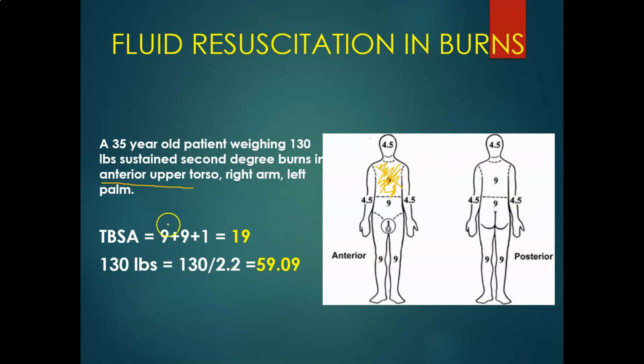Okay, so this is 9, plus right arm. It did not say anterior, right? It did not say posterior, just right arm. So you are going to assume the front part and the back part. Okay, so that's 9. And mention left palm.